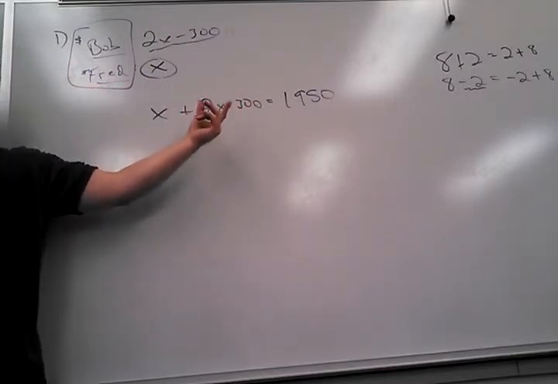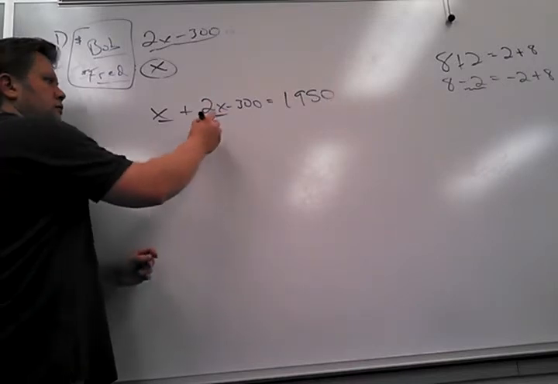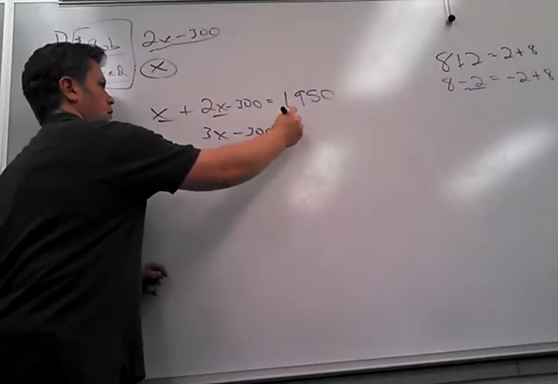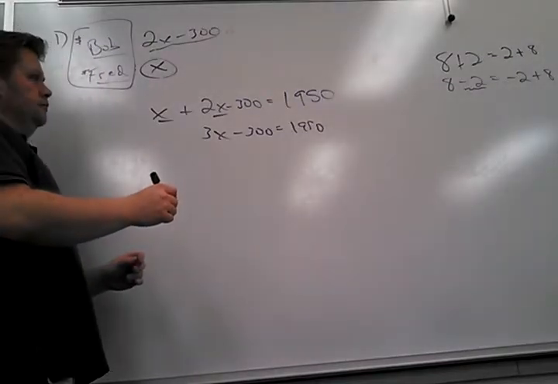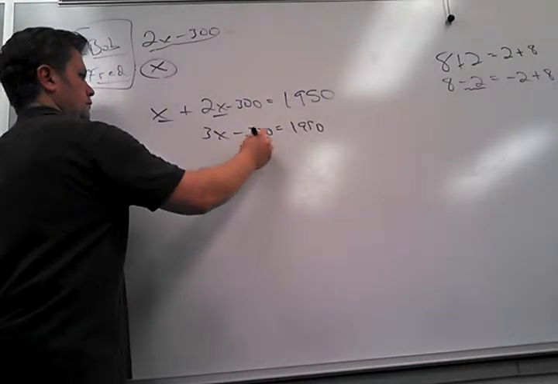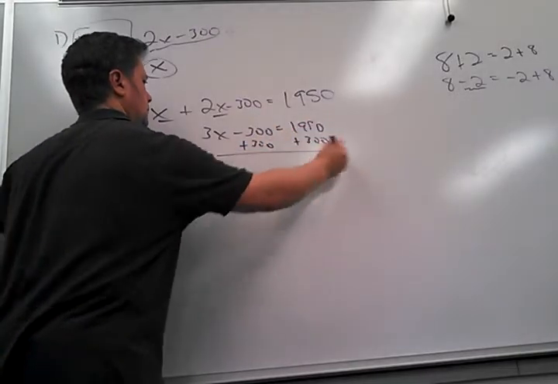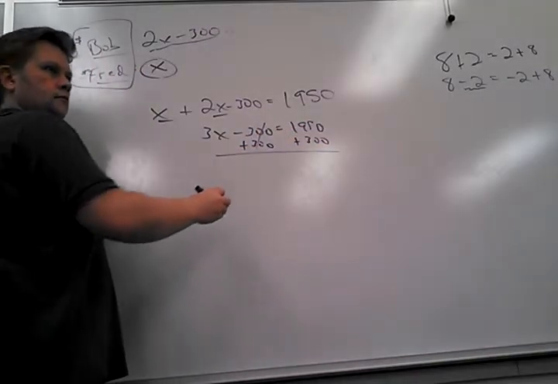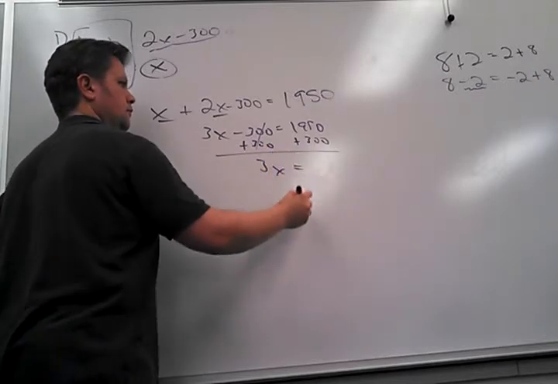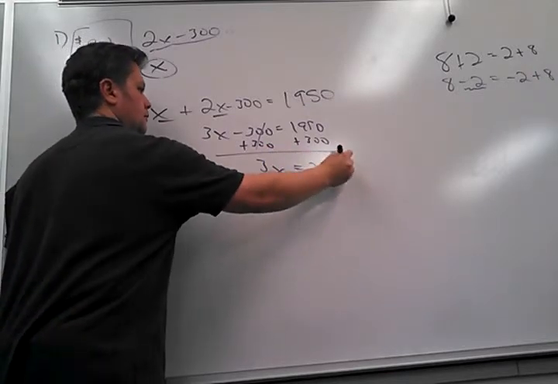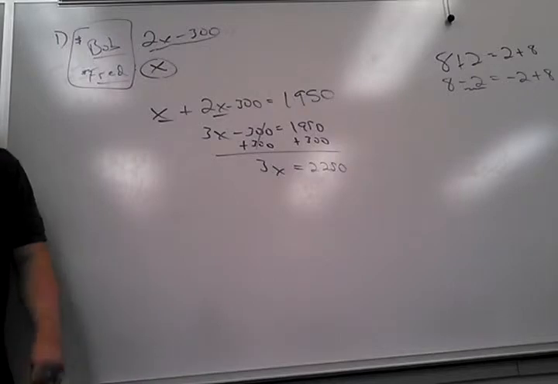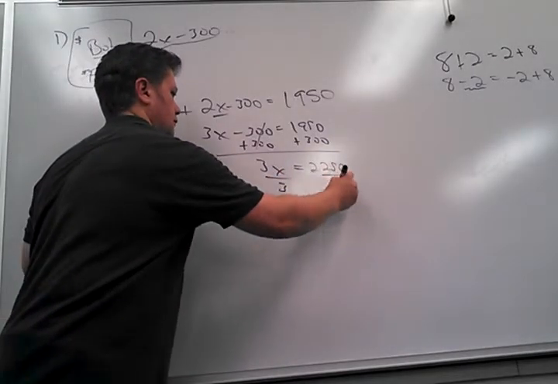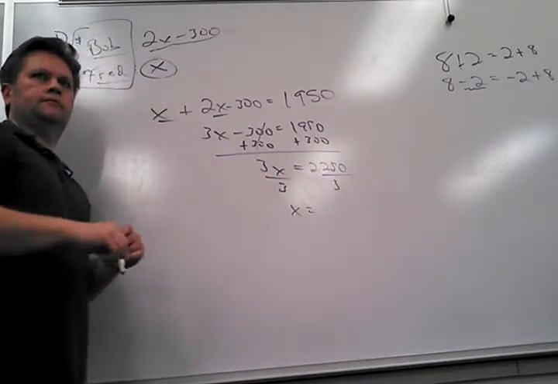3x minus 300 equals 1950. Good. So get my like terms together. 3x. Add 300 to each side. 3x equals 2250. Divided by 3. Divide by 3. We get 750. 750.